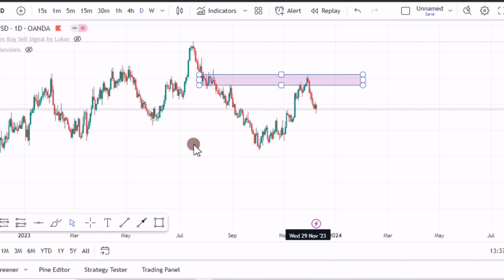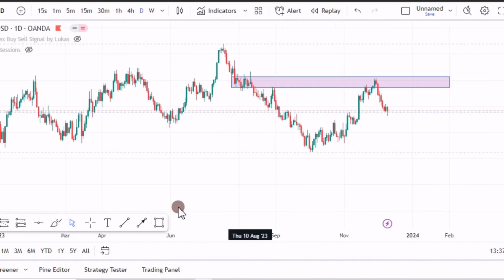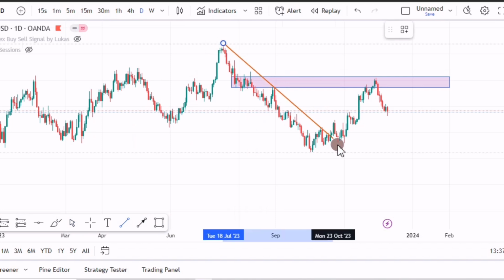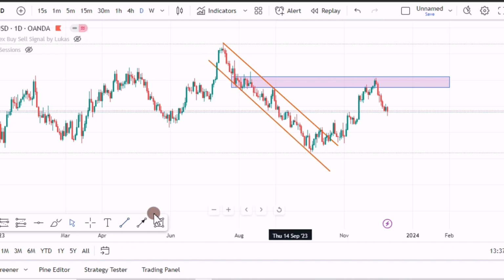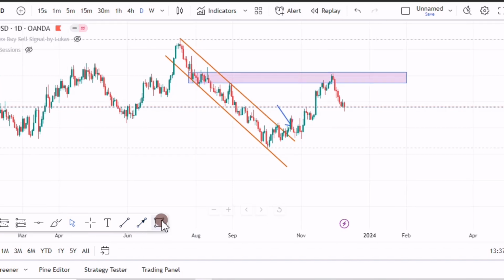Right now what we see is this downward channel. There was this downward channel, and then on this channel you see price breaking out to the upper side around there. And you do the same thing.